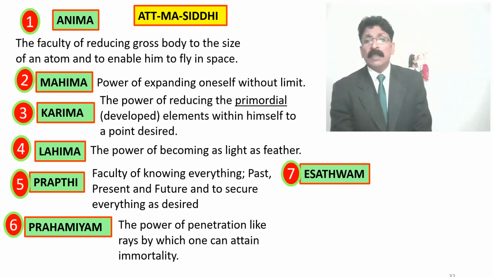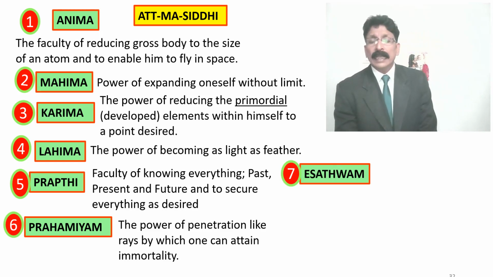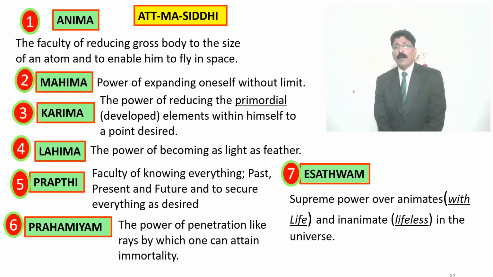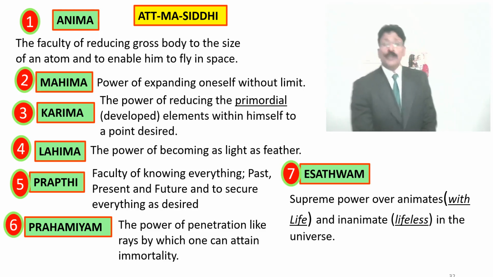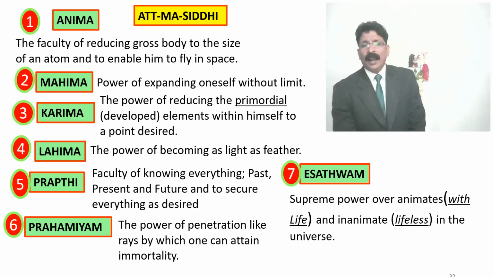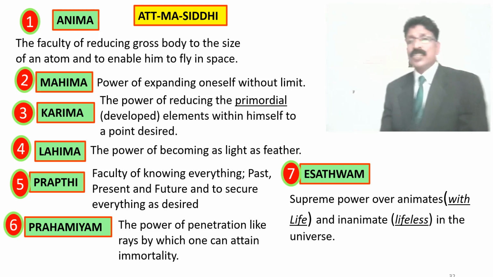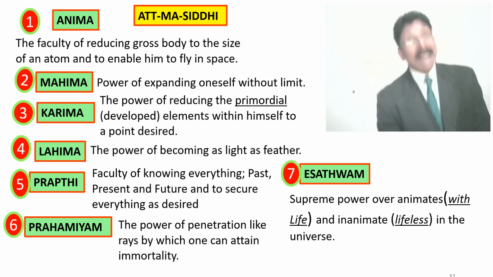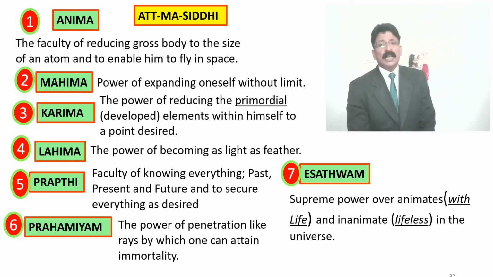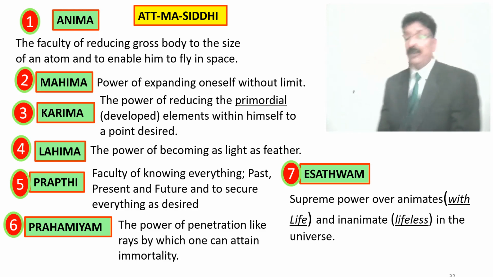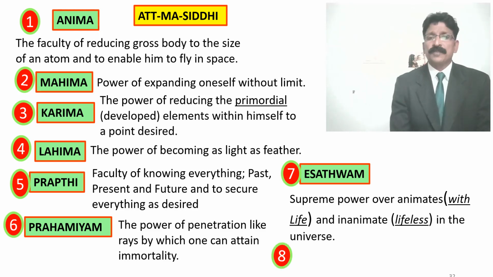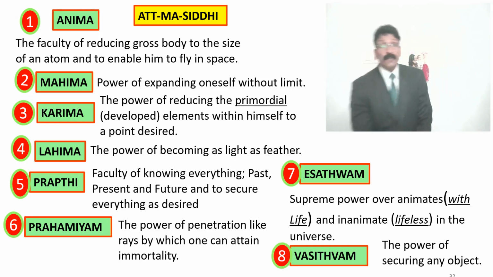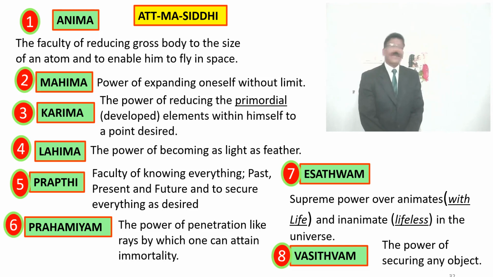Number 7, Isitvam, superpower over animates and inanimates. Animates with life, inanimates lifeless in the universe. Number 8, Vasitvam, power of securing any object.